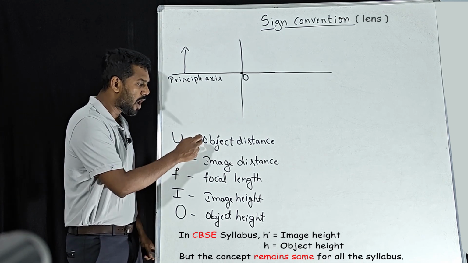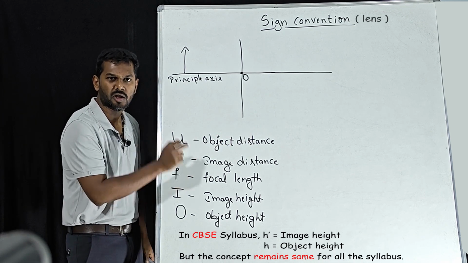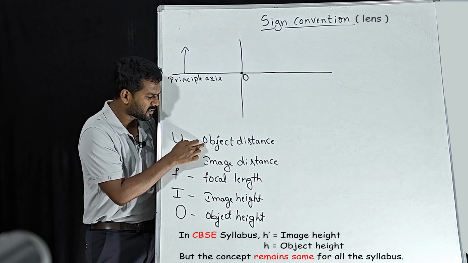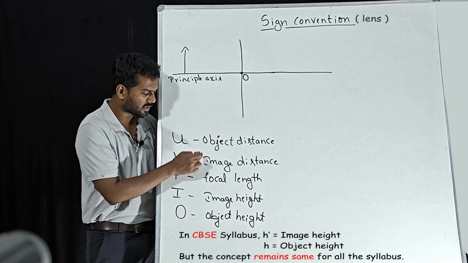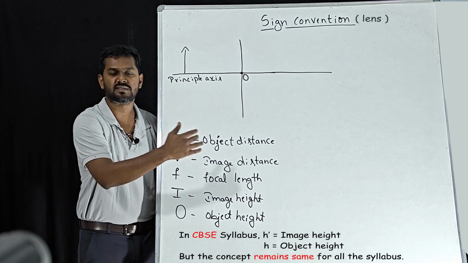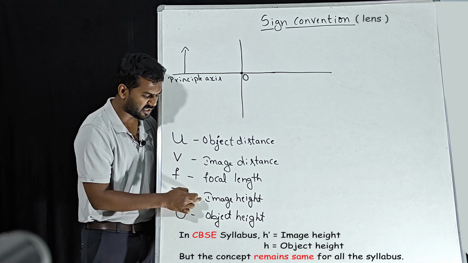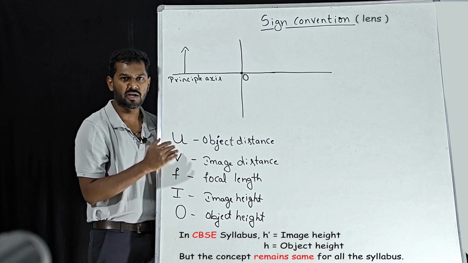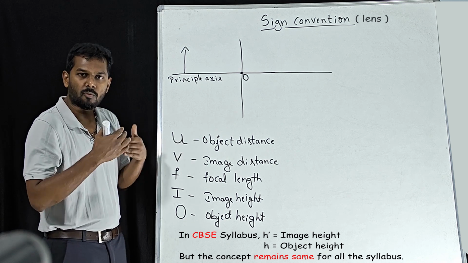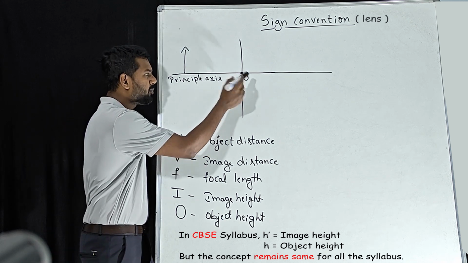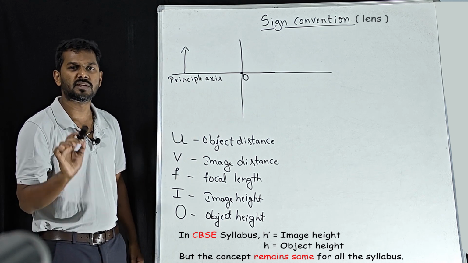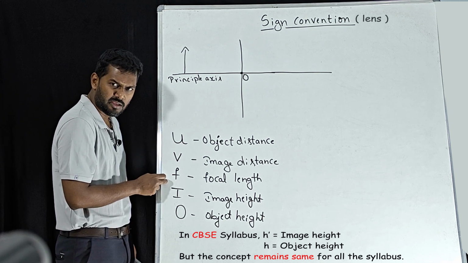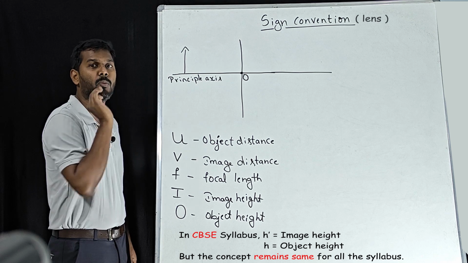See, U, object distance. What do you mean by object distance? Listen, object distance, image distance and focal length, all three are distances. These two are heights. Height is different and distances are different. Distance means the distance from the optic center. All the distances, all three, U, V, F, only these three, are calculated from the optic center.